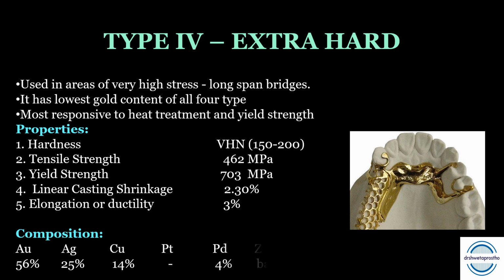Coming to the composition, the gold content has decreased to less than 70%, which is 56%. Silver is 25%, copper is 14%, palladium is 4%, and zinc and gallium.